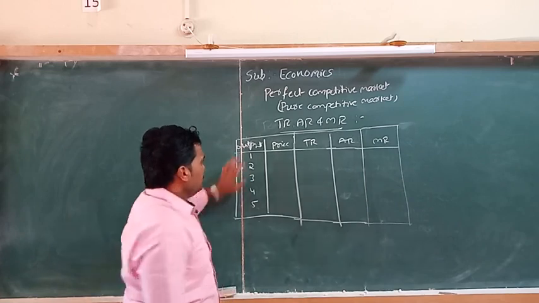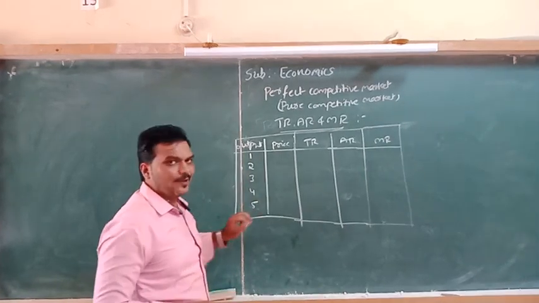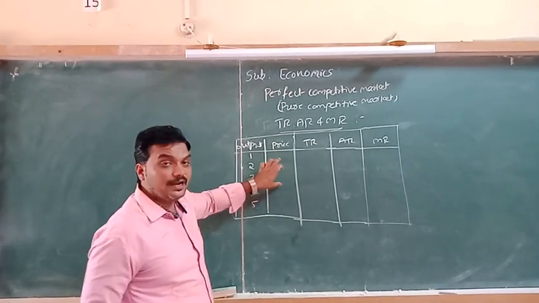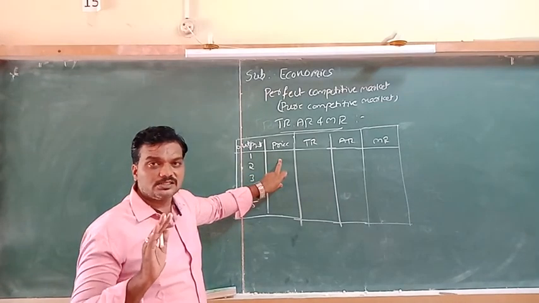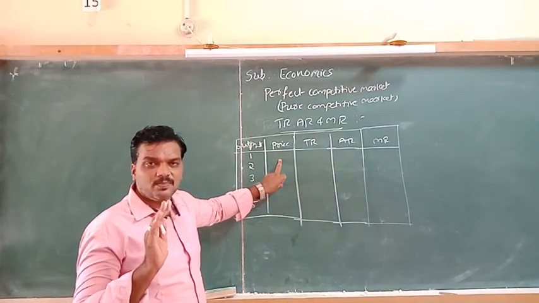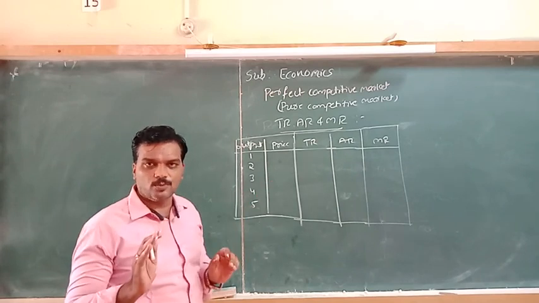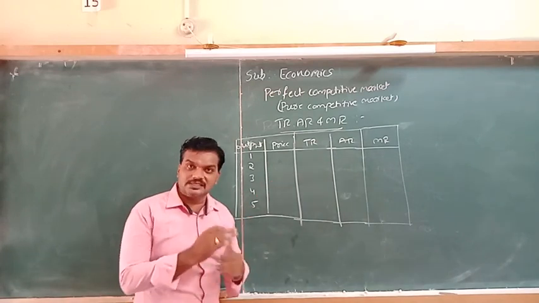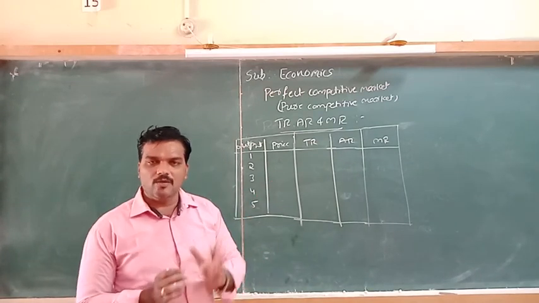Assume that the firm only produces 5 units. And I told you that the price is the same at all levels of output. The price does not increase as the output increases. The price is constant here.